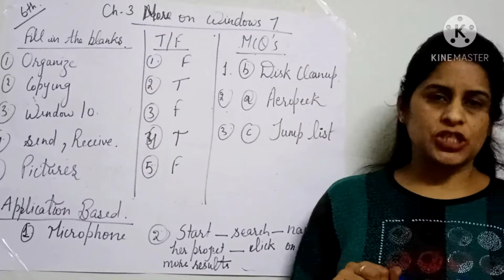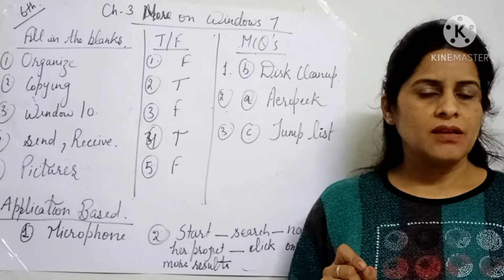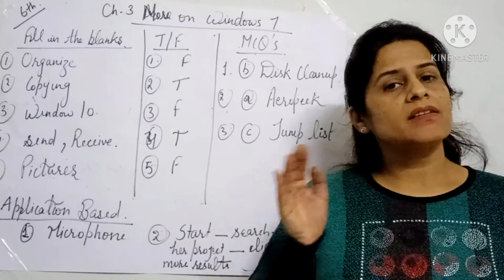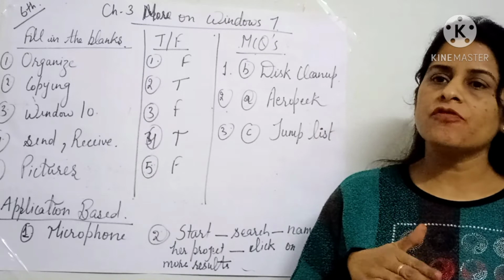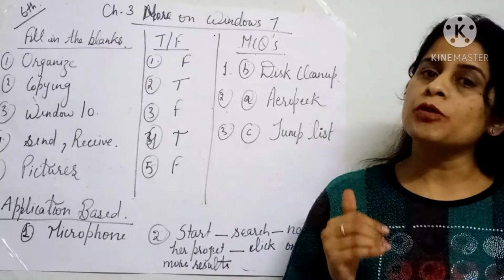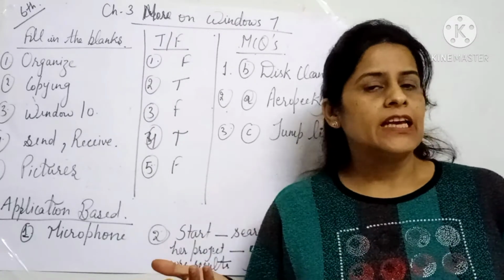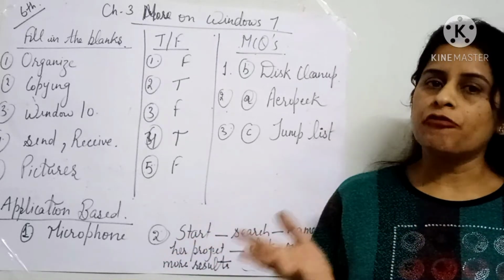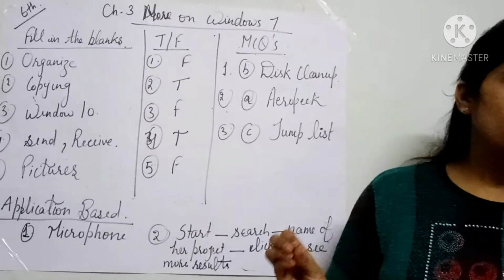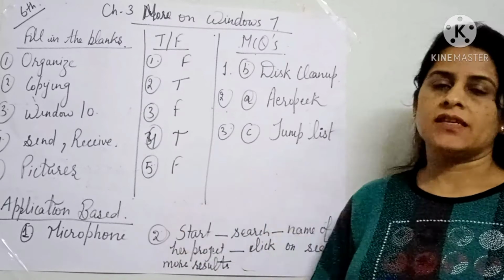Now the fifth question is: burning a CD and ripping a CD is the same thing? Tell me, is it the same thing? No. Ripping and burning are different things. Ripping means from CD to computer and burning means from computer to CD. If you are copying something from computer to CD, that is burning. Both are different, both are opposite to each other, they are not the same. So its answer will be false.